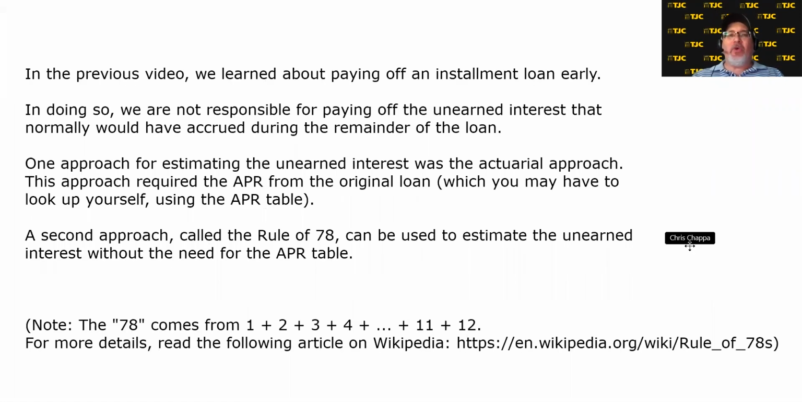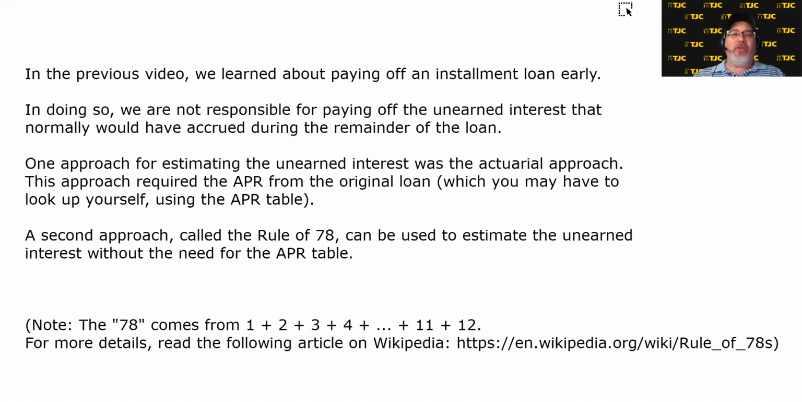In the previous video, we learned about paying off an installment loan early. In doing so, we are not responsible for paying off the unearned interest that normally would have accrued during the remainder of the loan. One approach for estimating the unearned interest was the actuarial approach. This approach required the APR from the original loan, which you may have to look up yourself using the APR table. In fact, when we did that problem, that's what took most of the time, actually finding the APR.